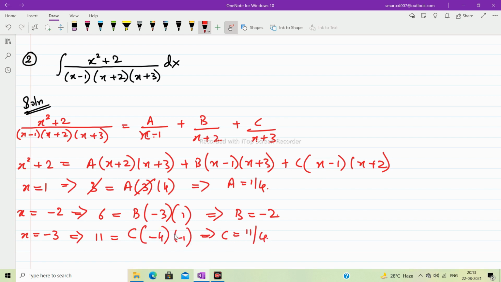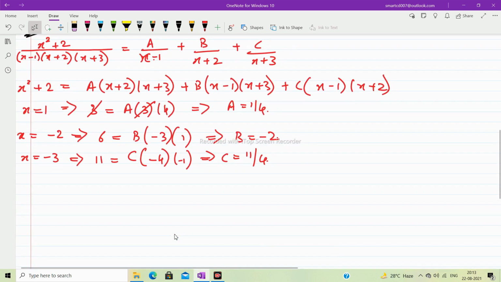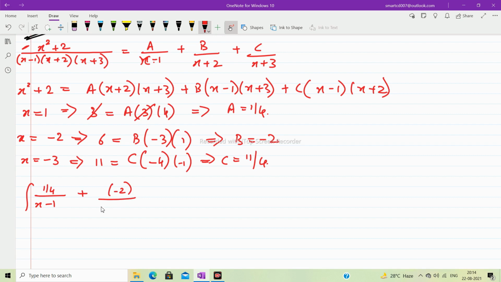So now I have all three values. I just have to put them in this equation. Instead of integrating this part, I will integrate this part, which has A, B, C. So therefore, integration of A upon x minus 1, which is 1 by 4 upon x minus 1, plus B upon x plus 2, plus C, which is 11 by 4 upon x plus 3, dx.